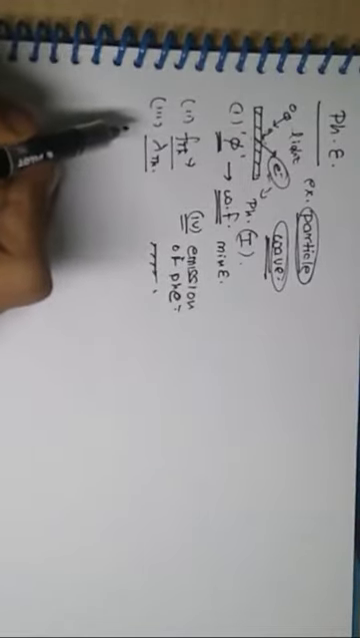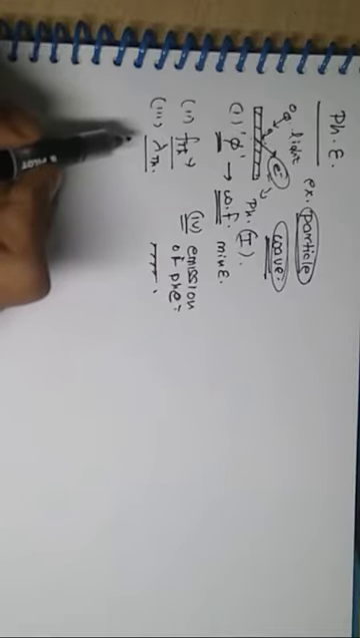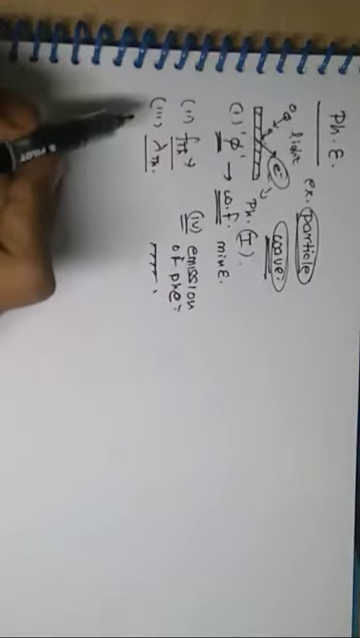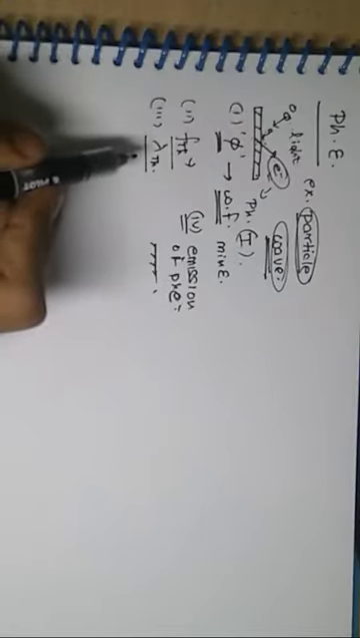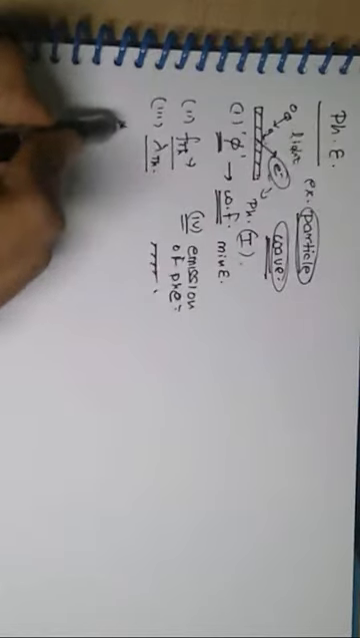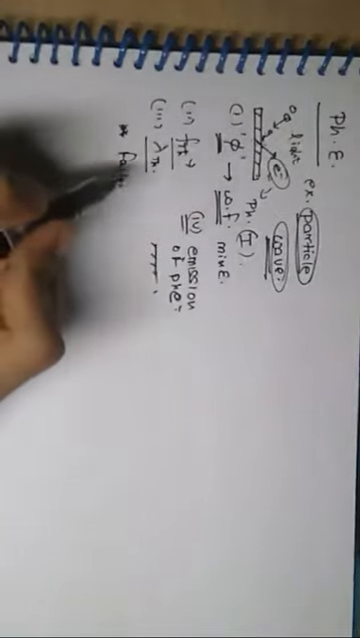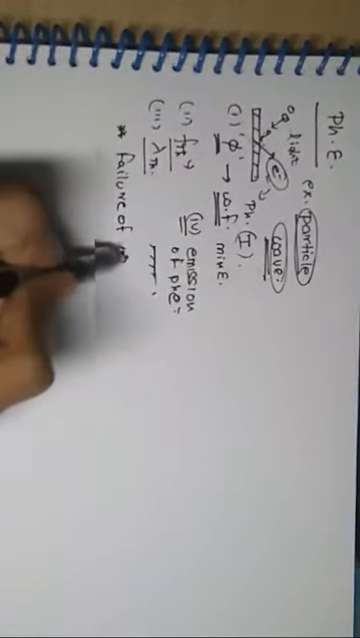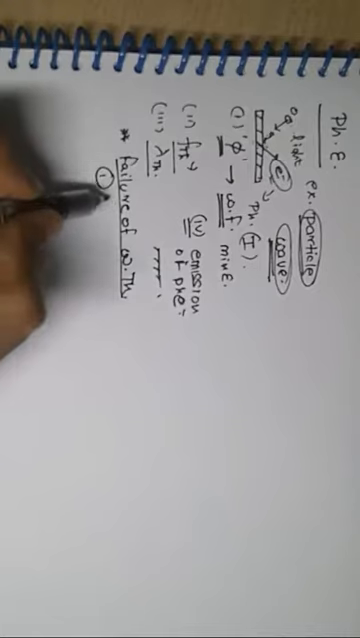Now we can see why this phenomenon is not explained by the wave theory, or we can say we discuss the failures of the wave theory in explaining the photoelectric effect. So the first thing is about intensity.